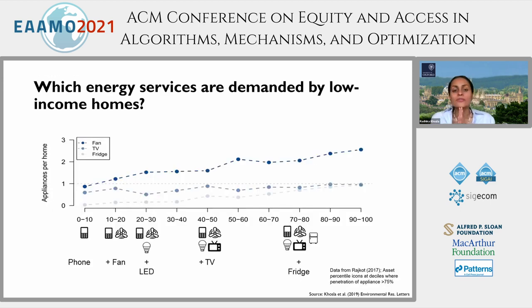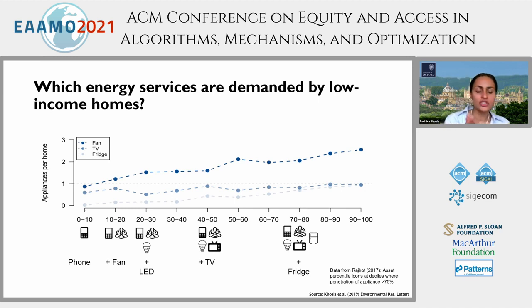I'll give you an example of the types of services that are being demanded. If you look at the x-axis here, 0 to 10 is households that are ranked low on this asset index, and as you go higher up, you have households that are ranked higher on the asset index. What I'm plotting is which appliances households want and buy as their ability to consume increases.